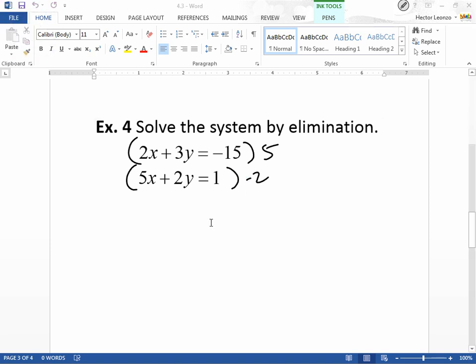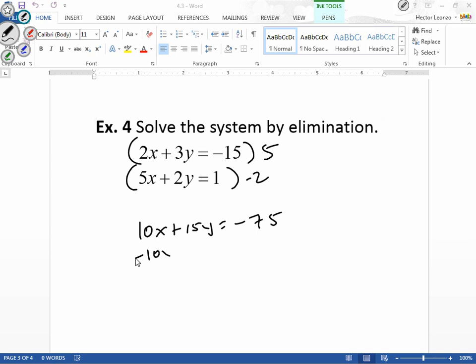It might seem like right now that 5 and a negative 2 are random numbers. Let me just multiply everything on top by 5. Let me multiply everything on the bottom by negative 2. And I'll explain exactly why I'm doing that. So once again, multiply everything by 5. I have 10x plus 15y is equal to negative 75. On the second equation, let me multiply everything by negative 2. I get negative 10x minus 4y is equal to negative 2.